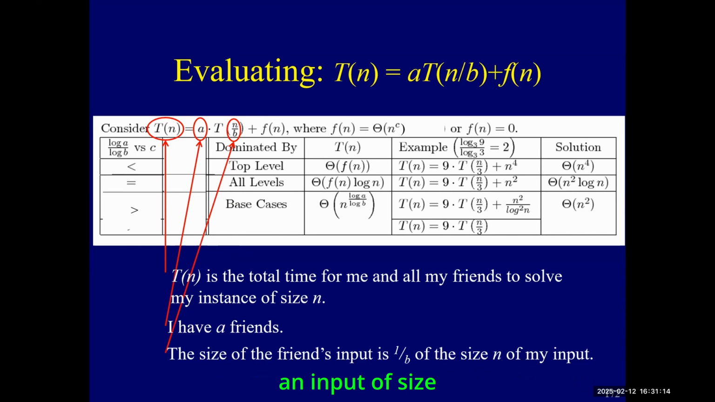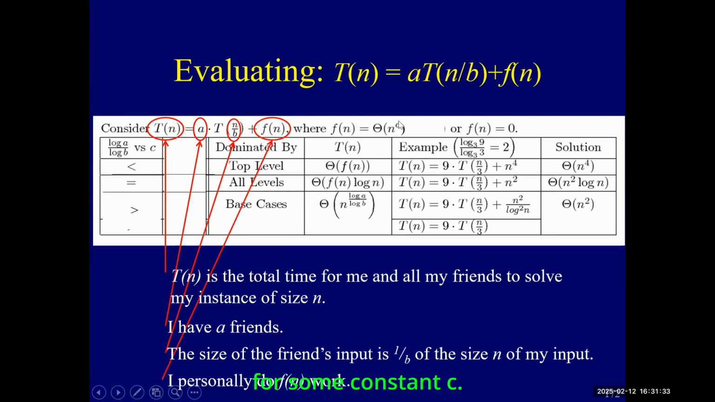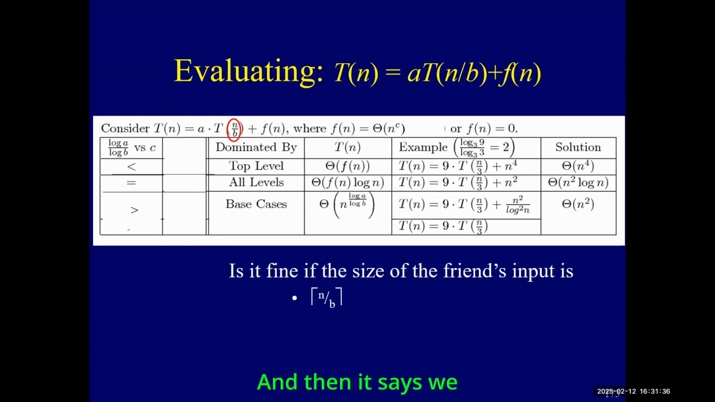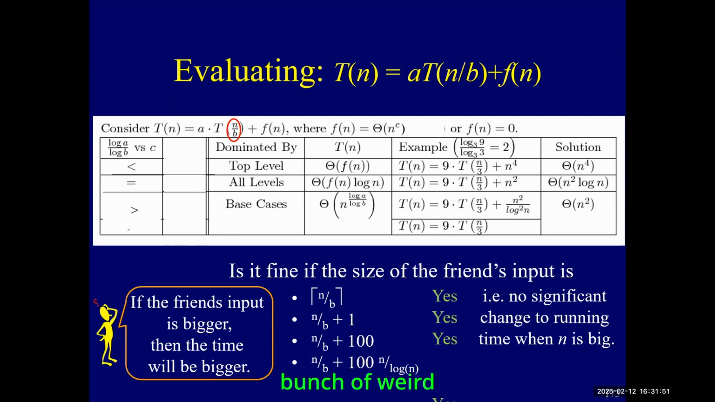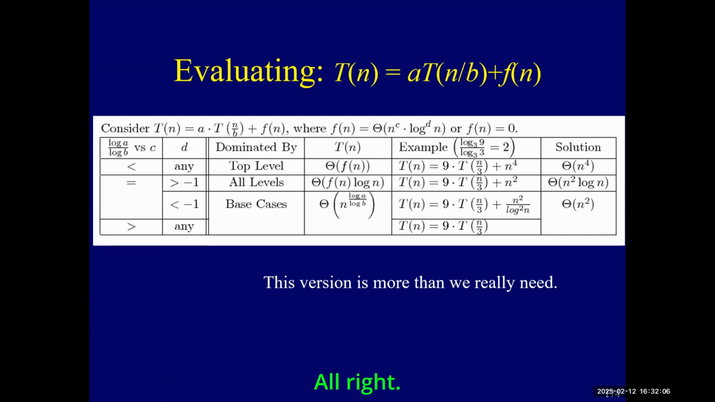If instead you went from an input of size n to n minus 1, that's bad, because then it's going to be exponential. What's f of n? It's the work I personally do. Let's assume f of n is n to the c for some constant c. And then it says we can be a little slacker. If it's not quite n over b, that's fine. If it's a little off, that's fine. Even if you add a whole bunch of weird things, that's fine. It's just that n minus 1 is bad. All of these are more or less n over b.